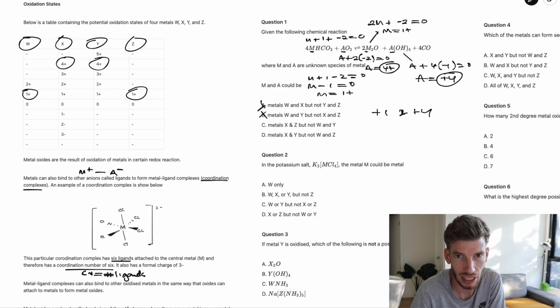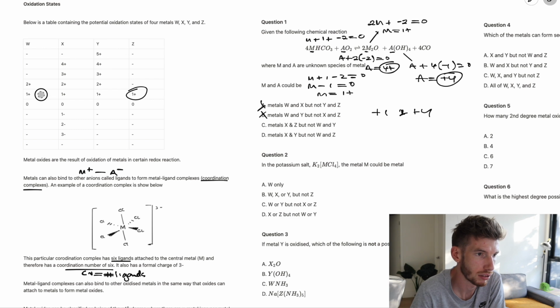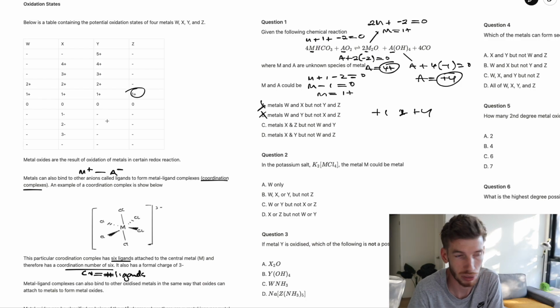C says X and Z. Hopefully now you're starting to see the pattern here. X and Z, again, Z only has a +1 state, so that has to be the +1, but X can still take the +4 state. But then it says not W and Y, same thing. W could be the +1, Y could be the +4. So by process of elimination, we've got D, but let's just prove it.